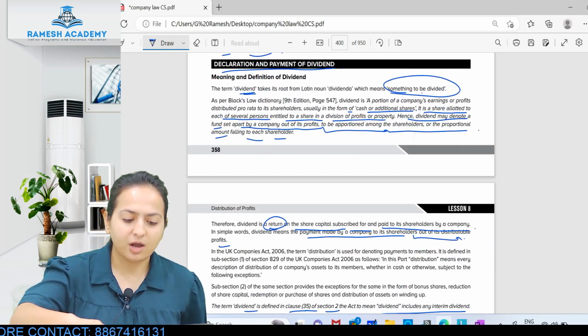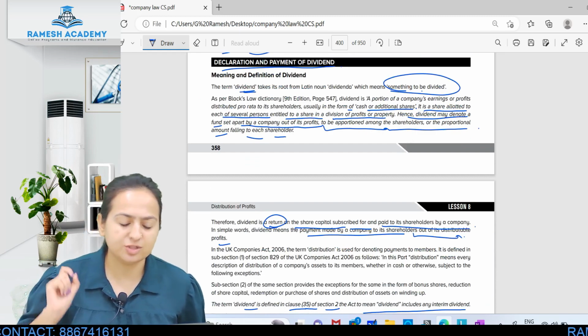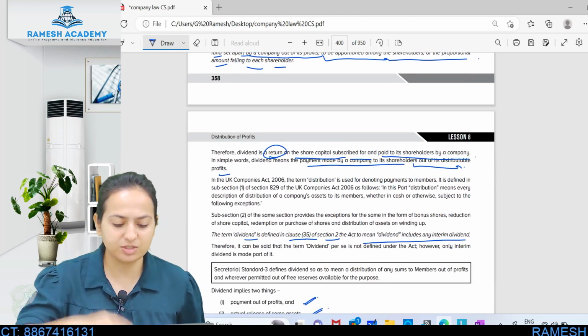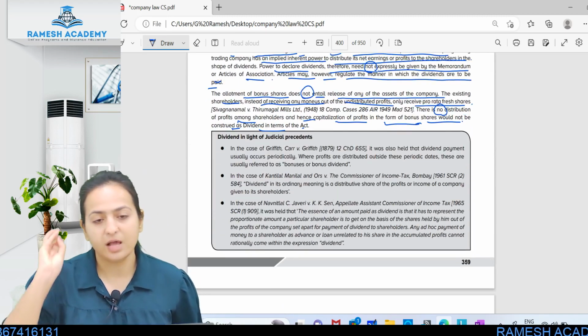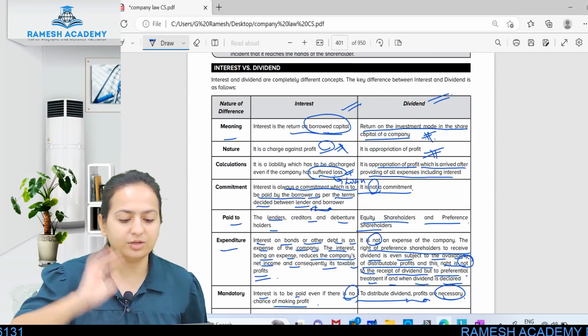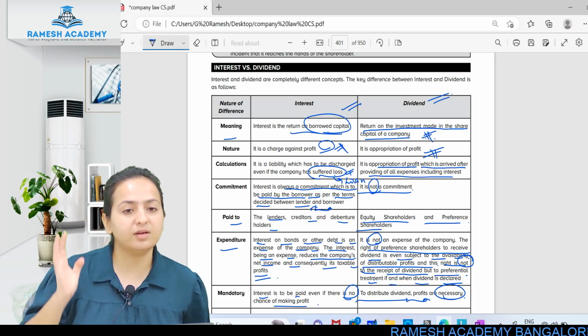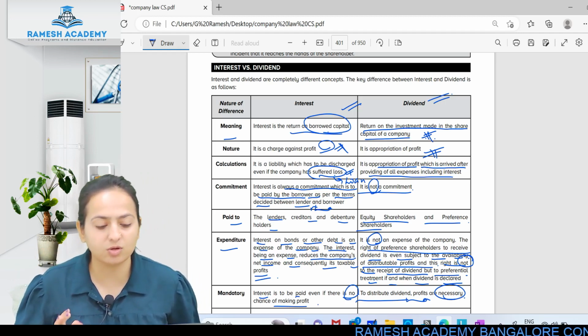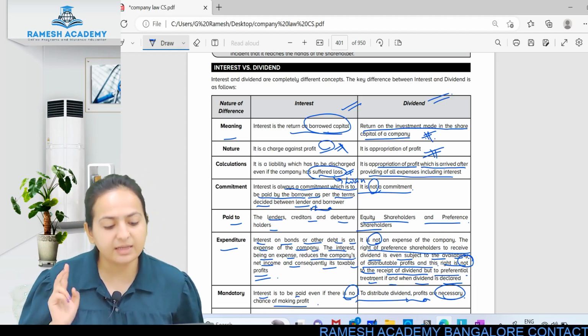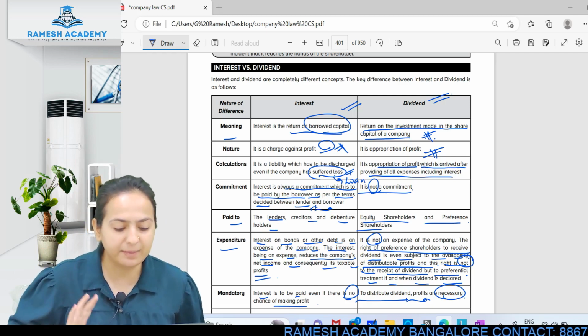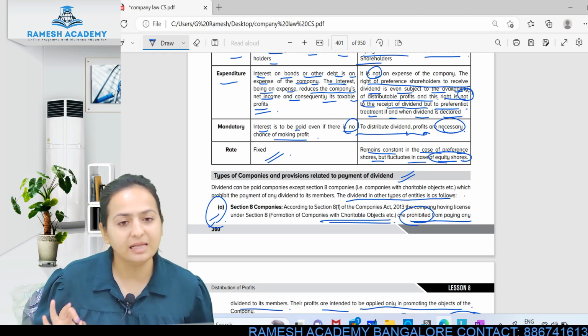Now, what will be the manner and declaration of the dividend? We said dividend is something which is to be divided to the shareholder. Bonus shares and the right shares are not included in the dividend. We have read about the interest and the dividend part, whereby we have seen the nature, basis of the difference: meaning, nature, calculations, commitment, paid to, expenditure, mandatory and rate.